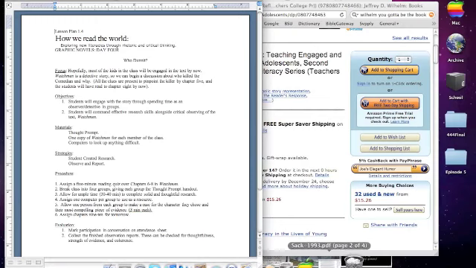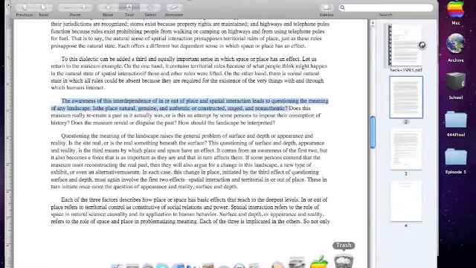In an article by Robert Sack called The Power and Place of Space, he writes, "The awareness of this interdependence of in or out of place and spatial interaction leads to questioning the meaning of any landscape. Is the place natural, genuine, and authentic, or constructed, staged, and non-authentic?" This questioning of the landscape is exactly the goal that needs to be met in order for the students to be engaged with the reading. It's the landscape of the text, however, in this case, that should be questioned, created, and validated.